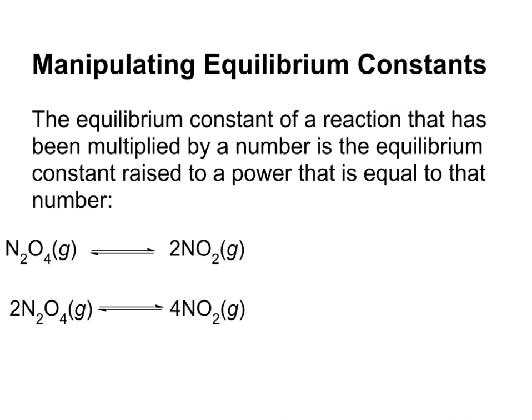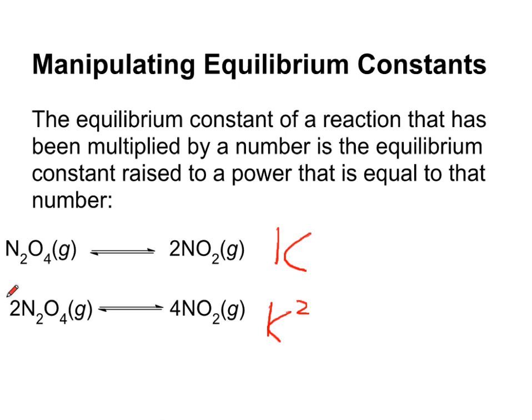The equilibrium constant of a reaction that has been multiplied by a number is the equilibrium constant raised to a power that is equal to that number. So in this example, we've got our N2O4 reaction, and it's multiplied by a coefficient of 2. N2O4 gets a 2, this 2 becomes a 4. We don't multiply the equilibrium constant by 2, we raise it to the second power. So K here is K squared from earlier.